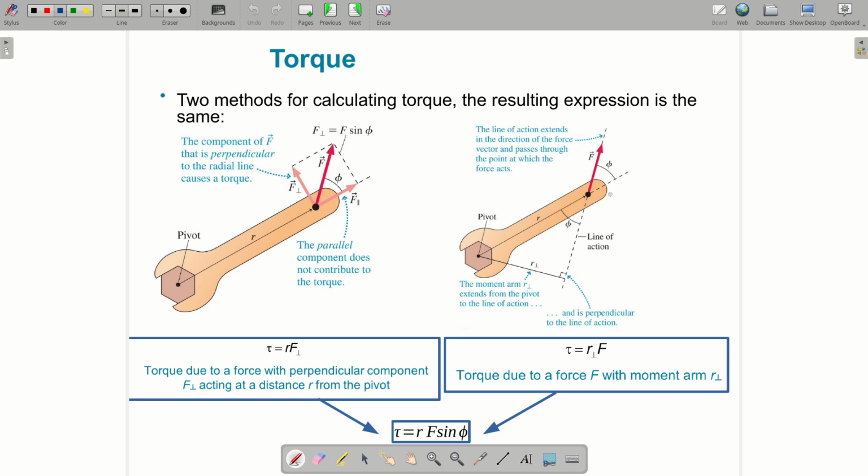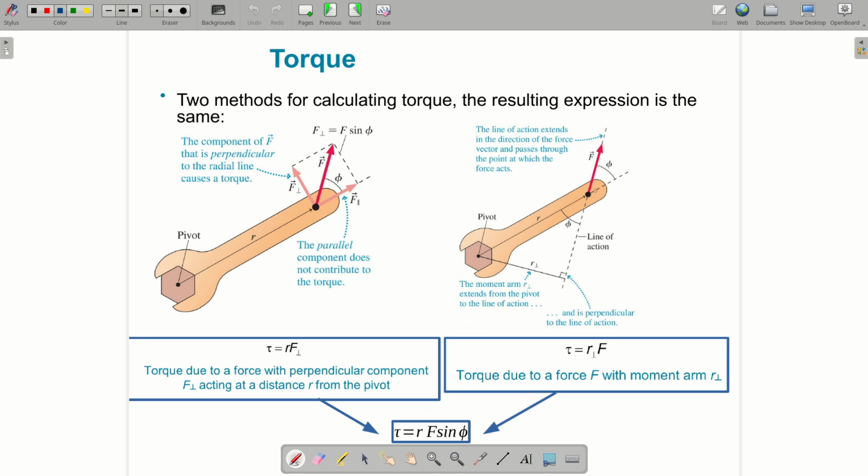There could be some situations, this is the same thing turned around. In the first case, I look at R and angle between F and R. I could also take the extension of F and draw a perpendicular line to the pivot point. That would give me what I call R perpendicular. It will give me the same result, so I can always stick with this equation here.